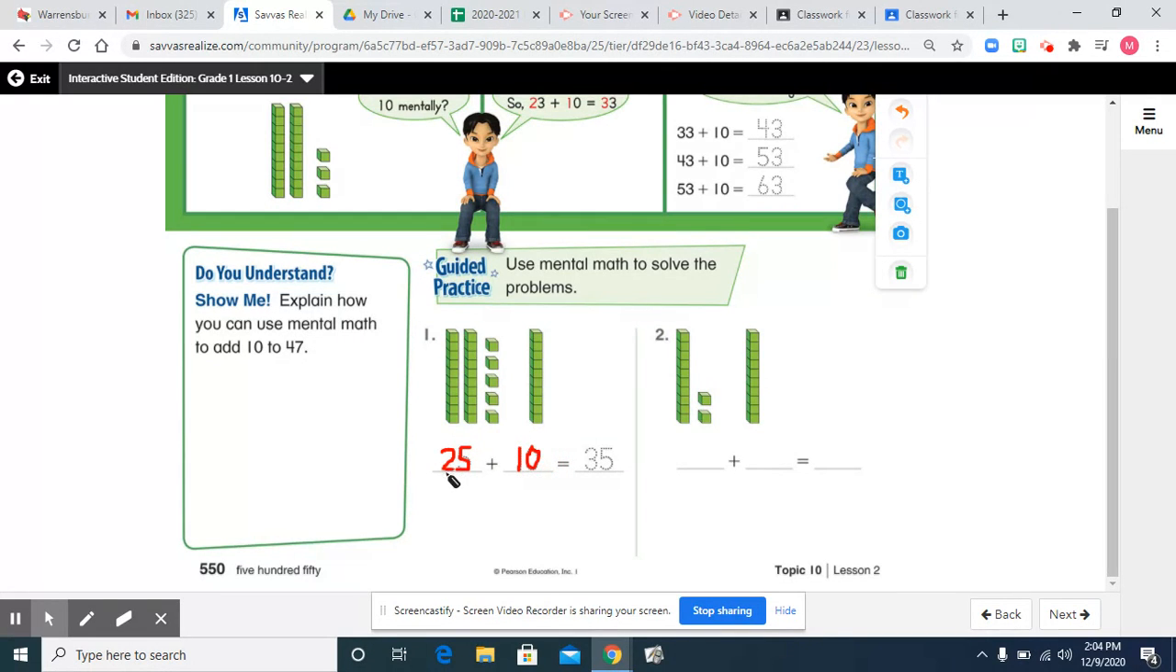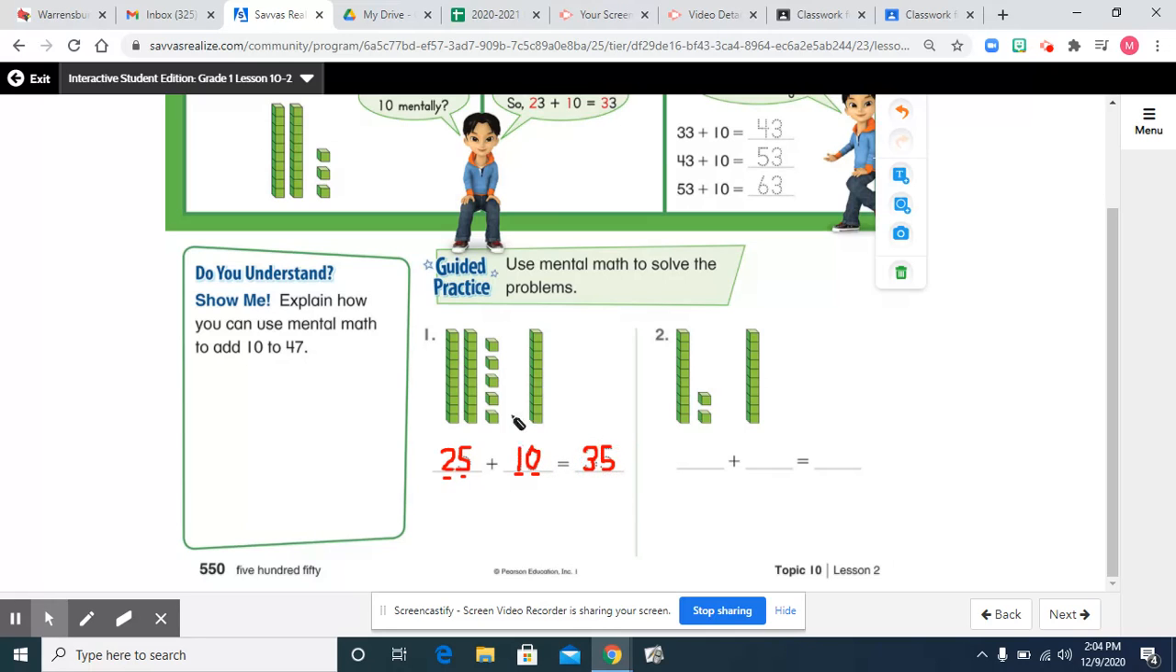So trace the 10. If we look at the 2 in the tens place and the 1 in the tens place here, we know that 2 just has to go up by 1. So 1 more than 2 would be 3. And then if you look at the ones place, there's a 5 and a 0, and we know that 5 plus 0 equals 5. So the answer is 35.